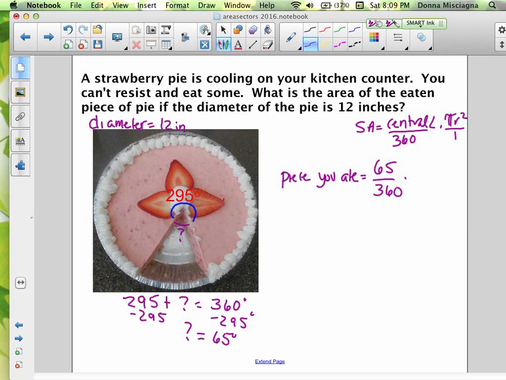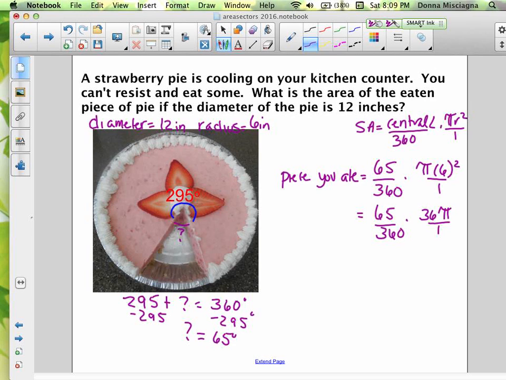And we practiced on the last question that the radius is half the diameter. So if the diameter is 12 inches, the radius equals 6 inches. So then we have pi times 6 squared. All right, so let's square first. So 65 over 360 times 6 squared is 36.